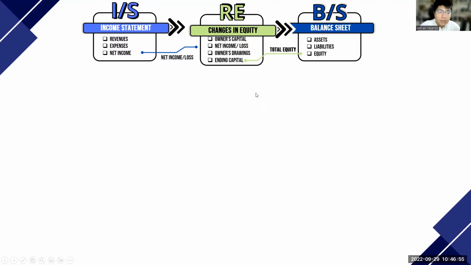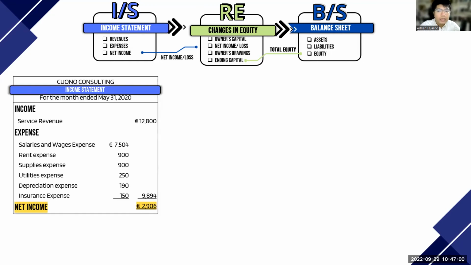To clearly illustrate this further, let's look back at Kuono. Kuono's income statement is broken down into your income, your expenses, and your net income.